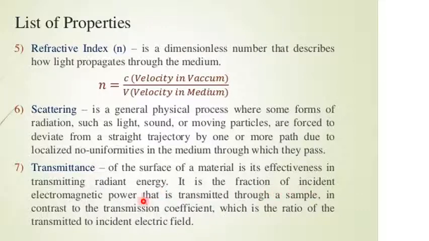It is the fraction of incident electromagnetic power or electromagnetic radiation that is transmitted through a sample, in contrast to the transmission coefficient, which is the ratio of the transmitted to incident electric field. This is another term, and here is its definition: ratio of the transmitted to incident electric field.